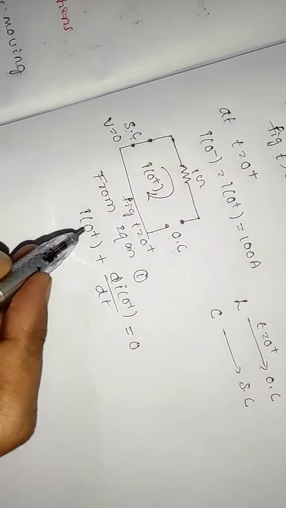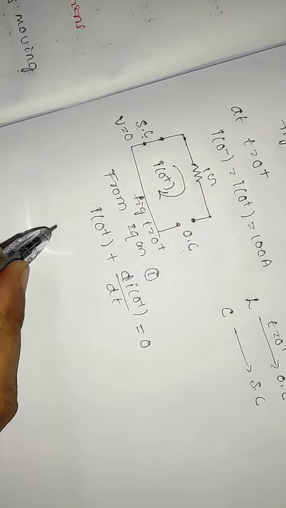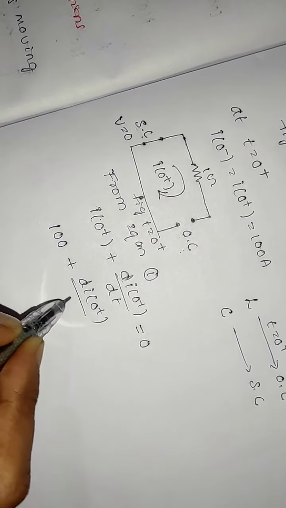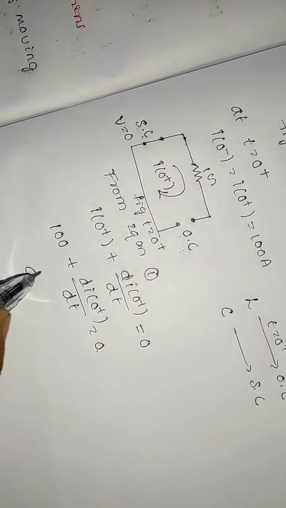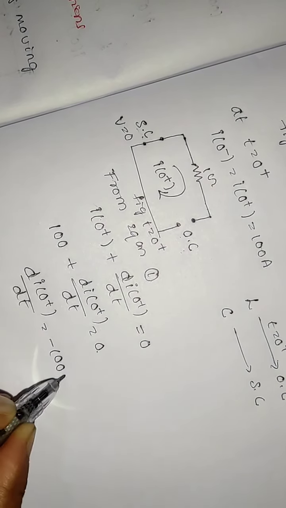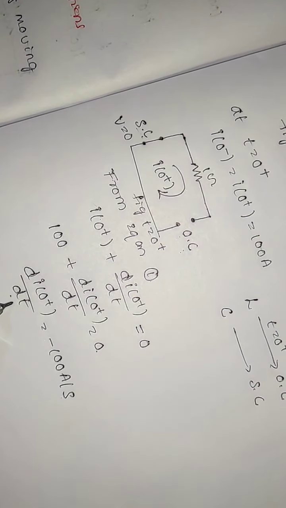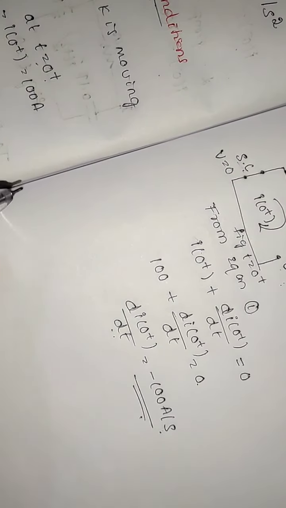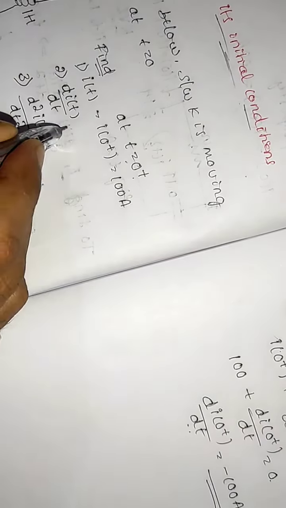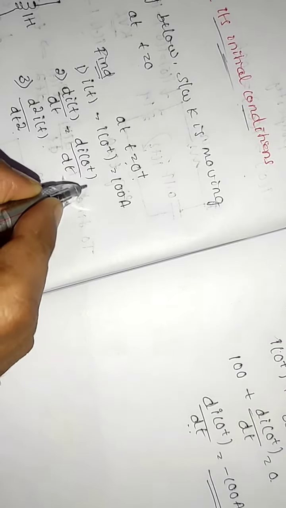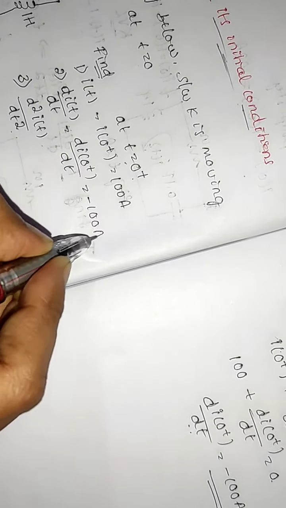We know the value of I of 0 plus, substituting here, that is 100 ampere, plus dI of 0 plus divided by dt equals 0. So dI of 0 plus divided by dt becomes minus 100 ampere per second. Okay, next, dI of 0 plus divided by dt equals minus 100 ampere per second.